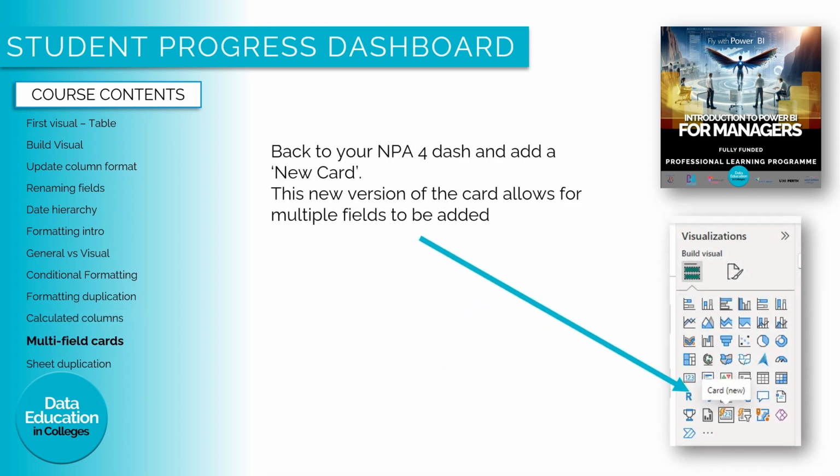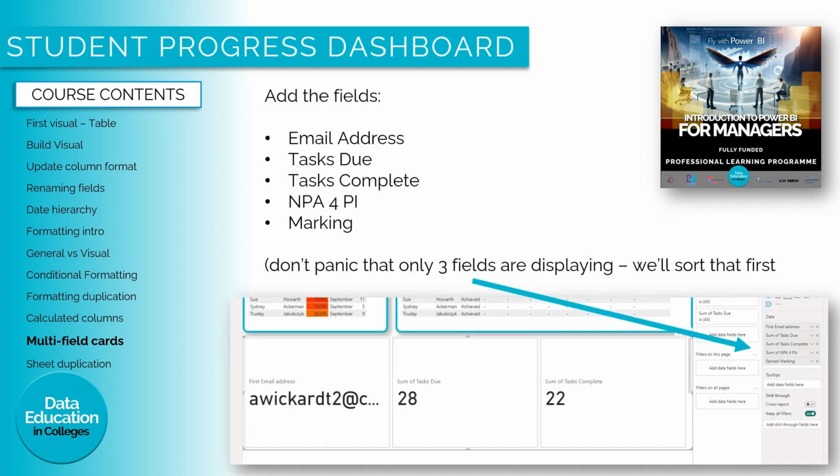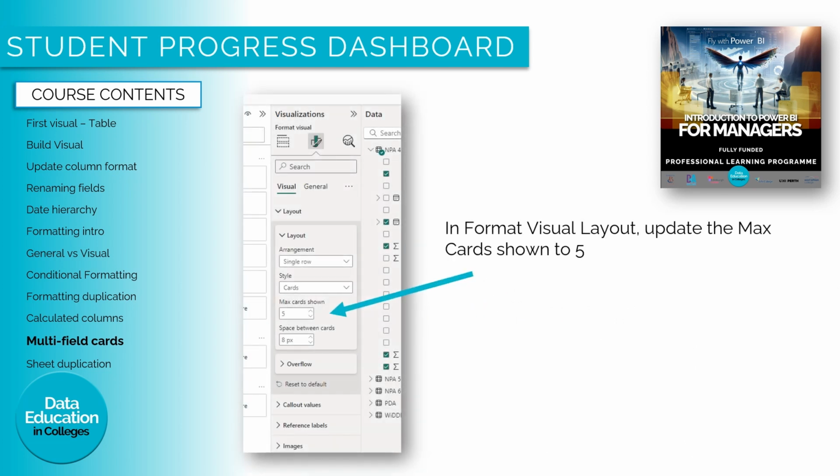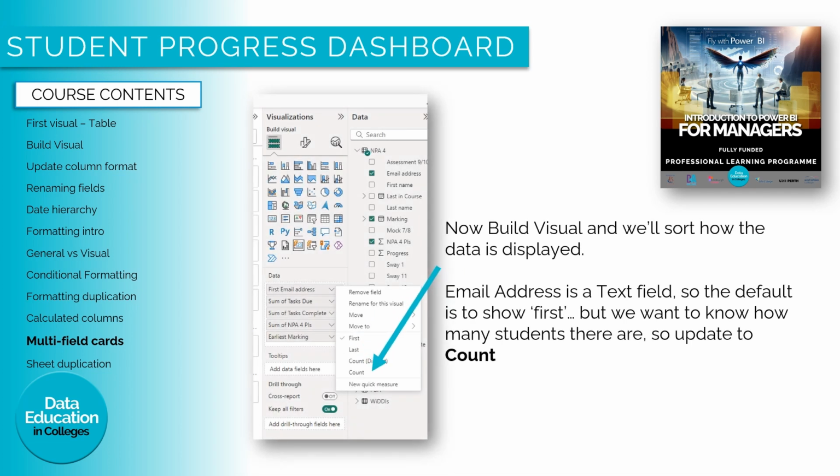Okay, back to the NPA4 dashboard and add new card. So at the bottom there with a little lightning bolt on it. It's a new version of the card. You can have multiple fields. So these are the fields we want: email address, task due, task complete, NPA4 PI, and marking. And we'll sort the layout first. With it selected, if you go to Format Visual and under Visual Settings, you want to update 3 to 5 so you can see them all.